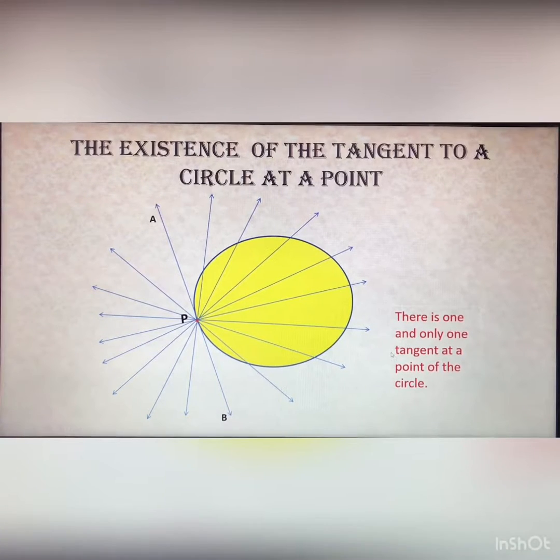Okay, so here dear, there is one and only one tangent at a point of the circle.